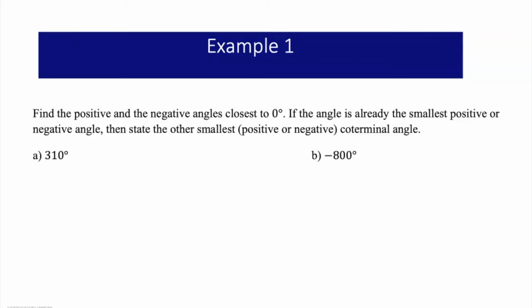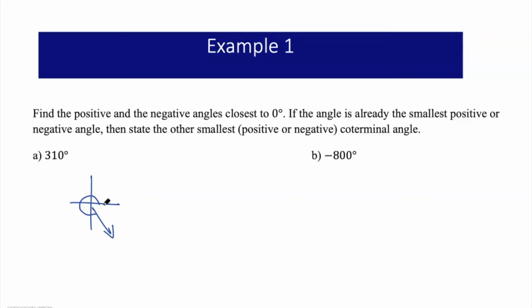Okay, in the first example, we're asked to find the smallest positive and negative angle coterminal to the given one. Now, you see that the first angle is 310 degrees, which is less than 360. So it's already the smallest angle in the first positive rotation. So we're talking about something that looks a little bit like this, probably. Okay, so this will be at 310 degrees.